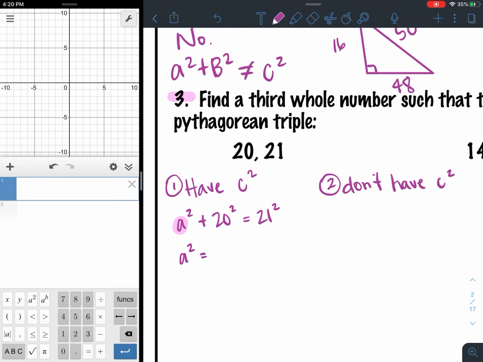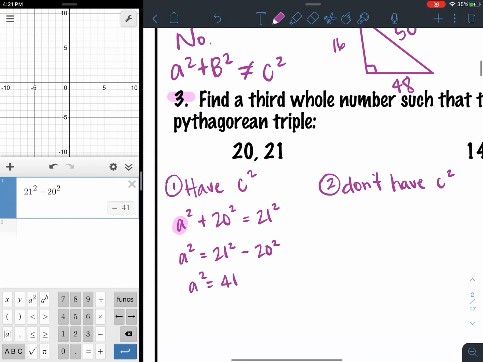A squared is equal to 21 squared minus 20 squared. So a squared is equal to 41. 41 is not a perfect square, so even though the square root of 41 would work, it's not going to form us a triple because it's not an integer. So I'm going to move over to scenario 2.